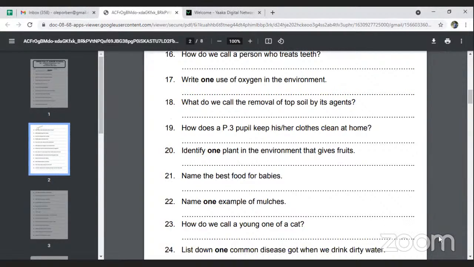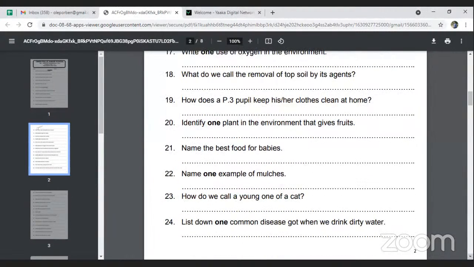23. 23 says, how do we call a young one of a cat? How do we call a young one of a cat? Shadrach? A kitten. Kitten, correct.